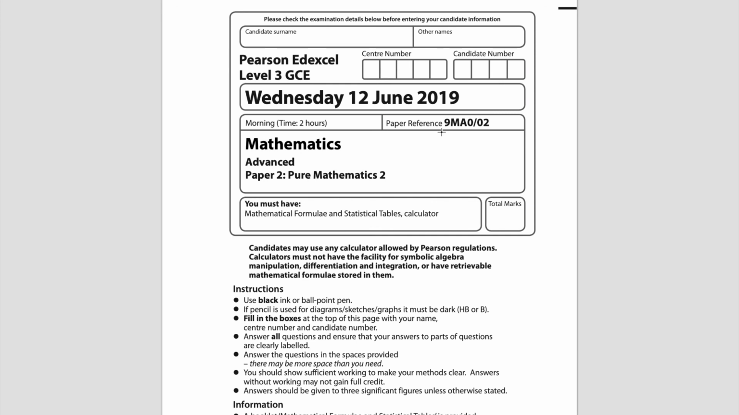It was certainly different in many respects to the previous paper, but at the same time I think that there were quite a few accessible questions in here, quite a few questions where it wasn't too hard to pick up marks and wasn't too easy to let marks go through silly mistakes.